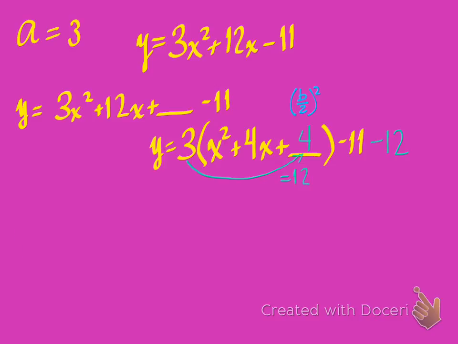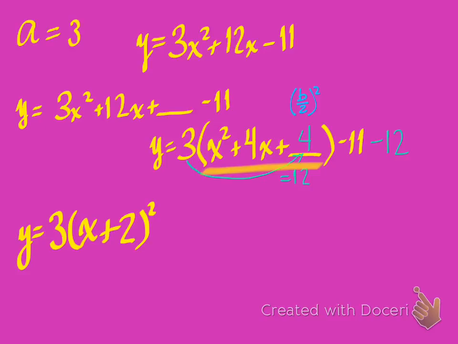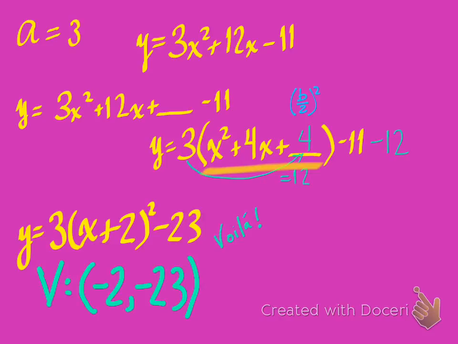So I can proceed. I'm going to say 3, and then there I've got my perfect square binomial, x squared plus 4x plus 4. That means I've got (x plus 2) squared, and then negative 11 minus 12 gives me negative 23. Voila, once again, and there's my vertex, (negative 2, negative 23). So that was a little bit trickier example. Hopefully it didn't blow you away too much.